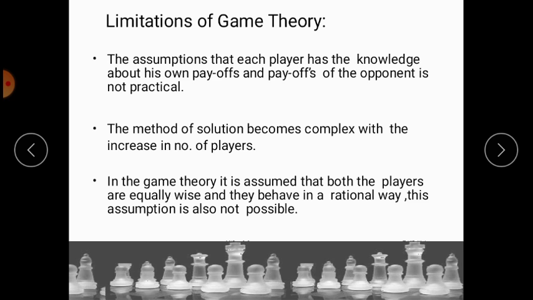So in that case, even though player B was more in a position to win the game, it didn't win because it was not equally wise as player A, right? So that is the third limitation, that game theory assumes that both players are equally wise, which will not always be the case practically. Also, it is assumed that they behave in a rational way. This assumption is also not practical, right? So these are a few of the limitations of game theory.